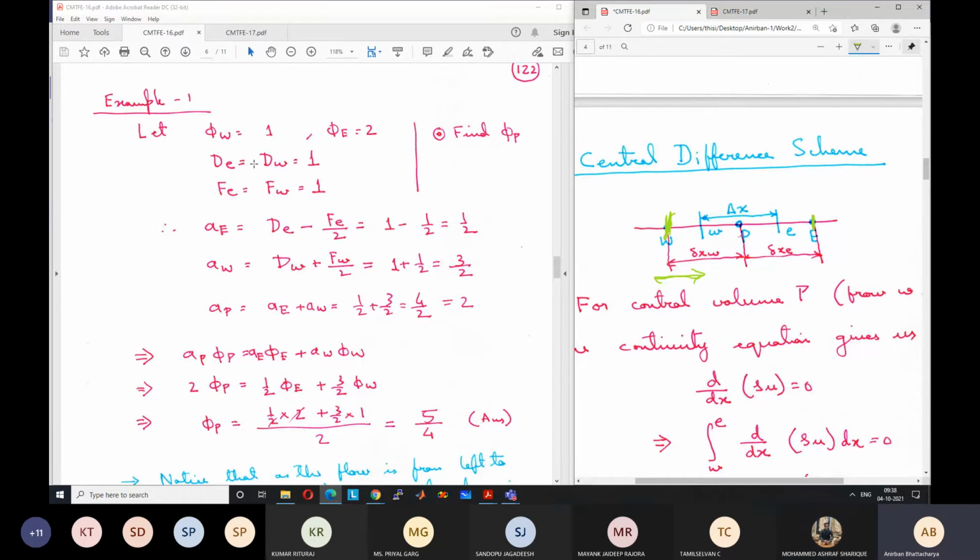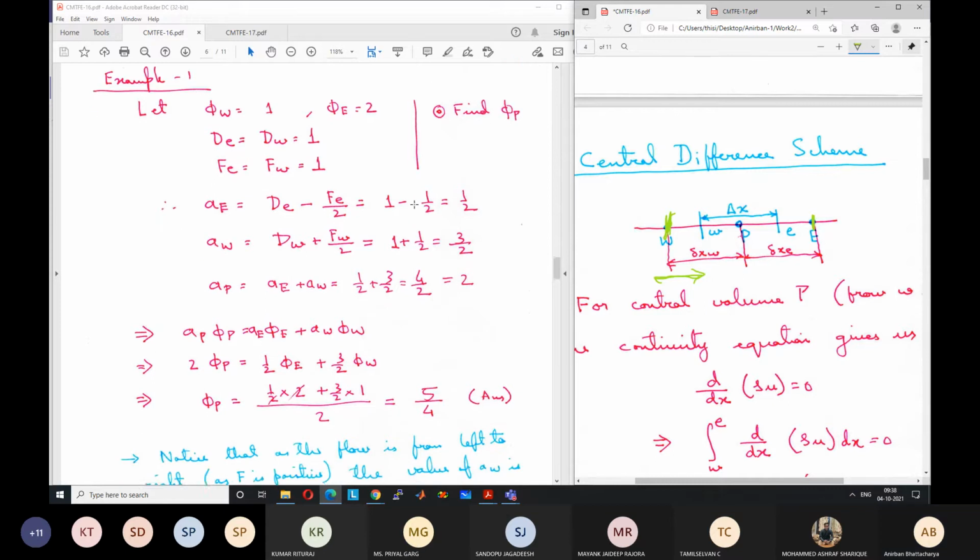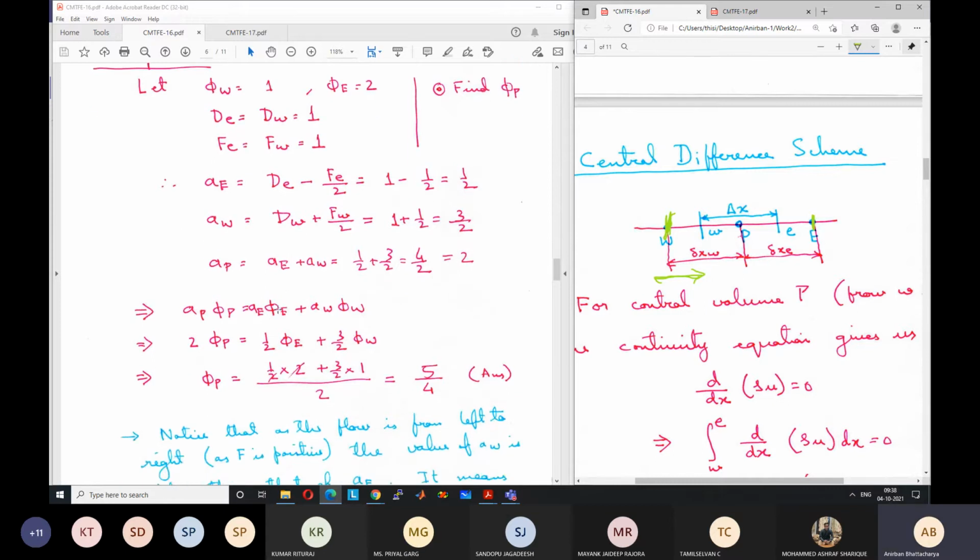Diffusion does not have a particular direction. Diffusion occurs in all directions. It's a 1D problem, so it is in both directions. If it's a 2D problem, it will be all directions. So ultimately, the effect of diffusion is basically spreading in all directions. So it does not have any direction. It's not direction specific like velocity.